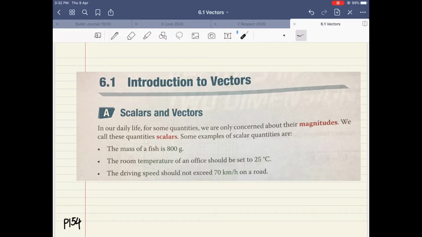First and foremost, we talk about scalars and vectors. I will not spend too much time on this. For example, some quantities are called scalars. Scalars only have a magnitude. Simple things that are scalars are like the mass of a fish is 800 grams. The temperature of an office is 25 degrees Celsius. The speed of a car should not exceed 70 km per hour on a road. In this case, these quantities have no direction. They only have magnitudes, so hence they are scalars.